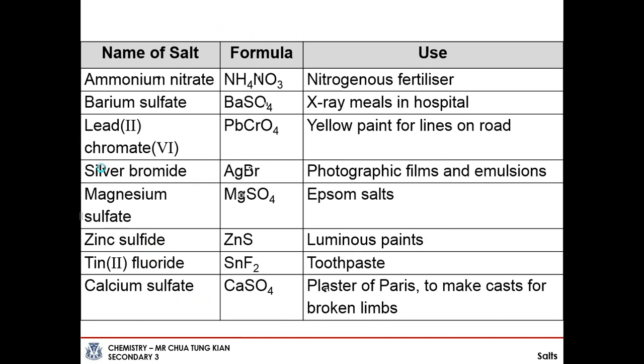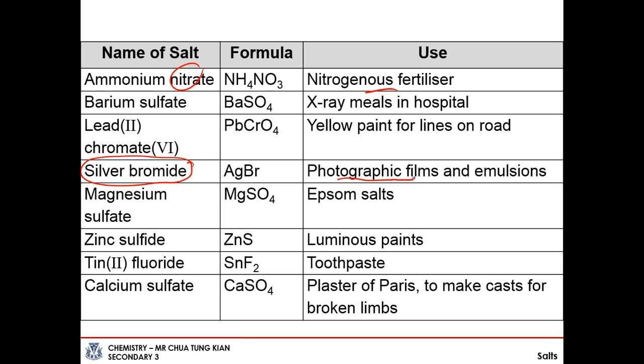Okay, so we have come to the end of checkpoint 4. These are some of the common salts which you may be asked to synthesize, on paper at least. These are some of the uses for the salts. Take note, sometimes they will ask you what is the use for ammonium nitrate. You must know it's used in fertilizers. Sometimes they will ask you what is the use for silver bromide or silver chloride: photographic films.